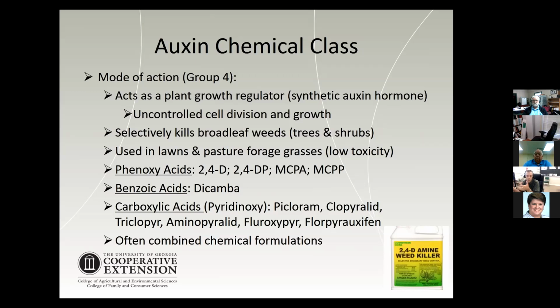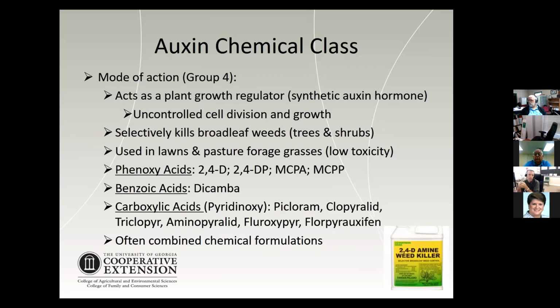So essentially, it causes those roots to grow faster. It causes rapid cell division, which is a good thing when we're talking about plant propagation. But essentially, these herbicides do that to the point where it's uncontrolled cell division and growth, and literally the plant just sort of grows itself to death. And that's how the herbicide essentially kills weeds in your pasture.